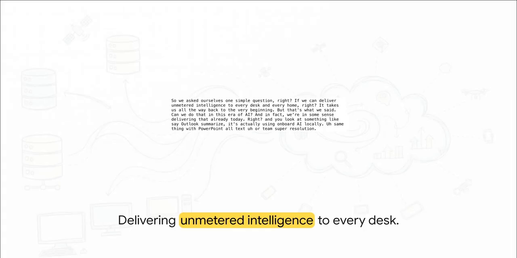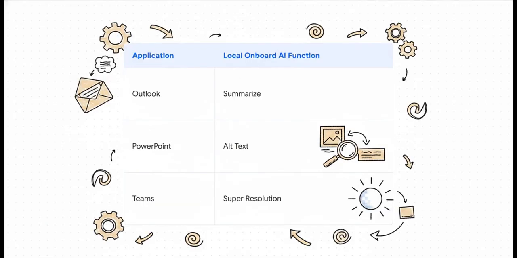So why does this massive local power matter to us as builders? Well, it brings us to a really visionary goal, delivering unmetered intelligence to every desk and every home. Can we actually pull that off in this era of AI? By tapping into all that local compute we just aggregated, the answer is a resounding yes. Unmetered intelligence means finally breaking free from the constant latency and the crazy processing costs of sending every single interaction back to the cloud. And hey, we're not just talking about some theoretical, distant future here.